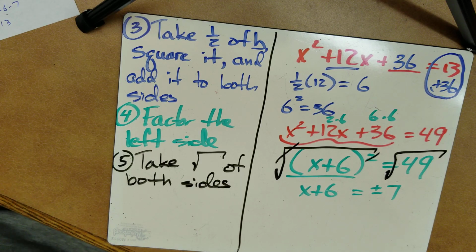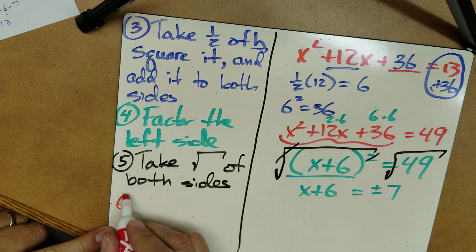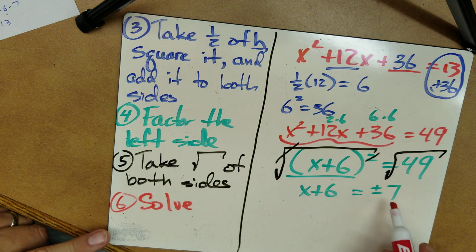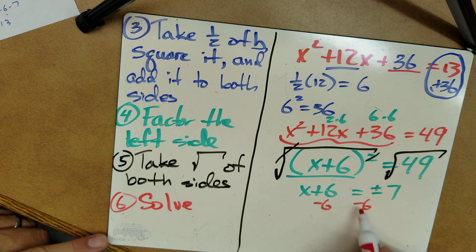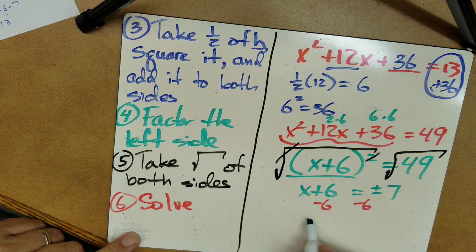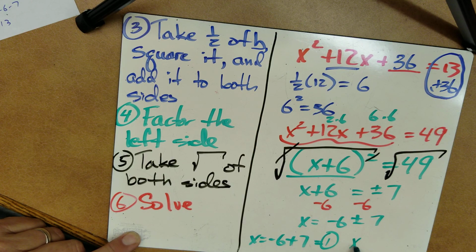And then step 6 is pretty simple. Just solve, right? So 6 is solve. Like this, right? And so now what I'll do is subtract 6 like so. And what do I get? I get this. x equals negative 6 plus or minus 7. You know that that is x equals negative 6 plus 7, which is 1. There's one of my answers. And x equals negative 6 minus 7, and that is negative 13.